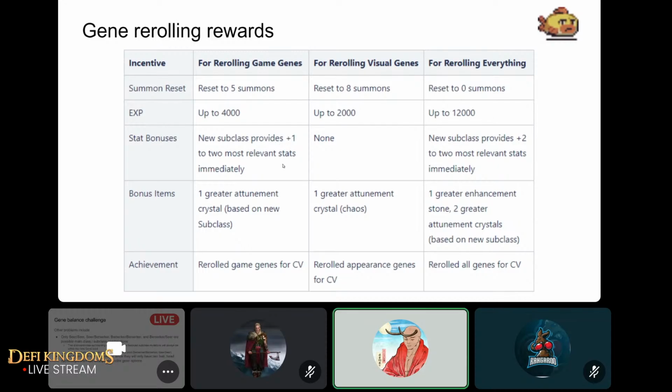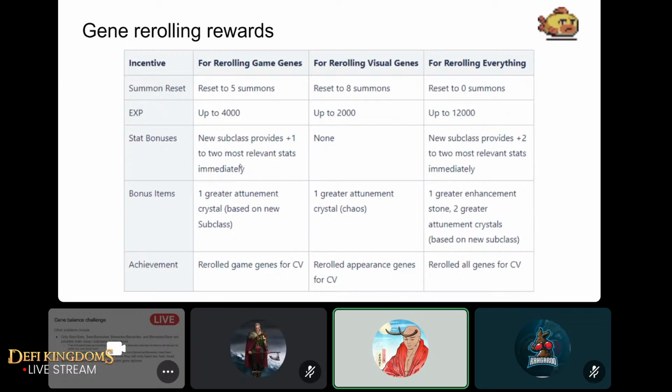Next is the stat bonuses. This is not provided if you just do visual genes, but if you reroll the game genes, you will receive +1 to the 2 most relevant stats of that subclass. I will caveat that most relevant stats is mostly true, but the way it was selected was also meant to ensure somewhat of a balance between which stats are selected. So there may be a few cases where you would expect maybe Thief to get luck first, but instead they get agility.